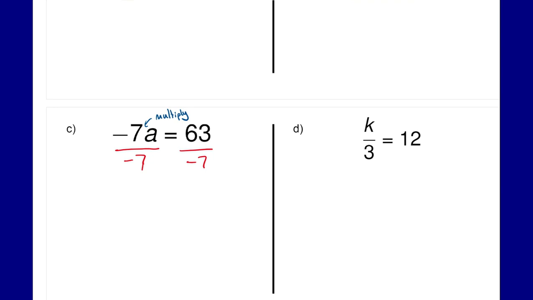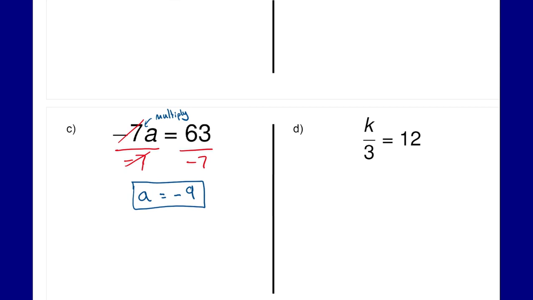So the negative 7 times a, we cancel that out by dividing by negative 7. These two cancel out. I'm left with a, or negative 7 divided by negative 7 is 1. 1 times a is still a. On the other side, 63 divided by negative 7 is negative 9. So that is my final answer. Again, you could have jumped to that. You could have looked at, okay, negative 7 times what? Well, I know 7 times 9 is 63. Negative 7 means it has to be a negative 9, and there's my answer. That's okay as well.